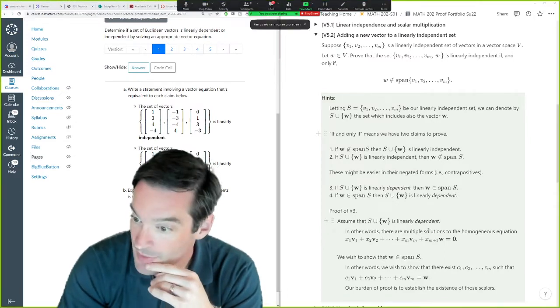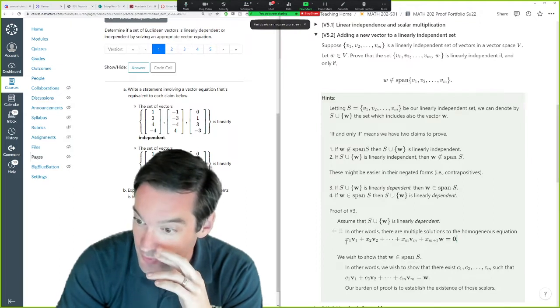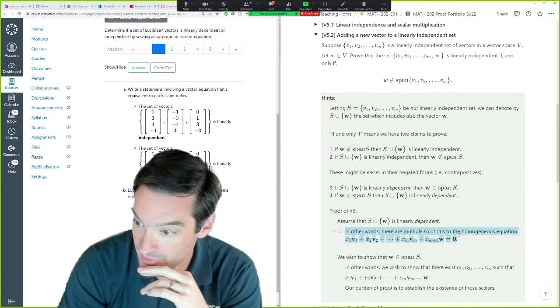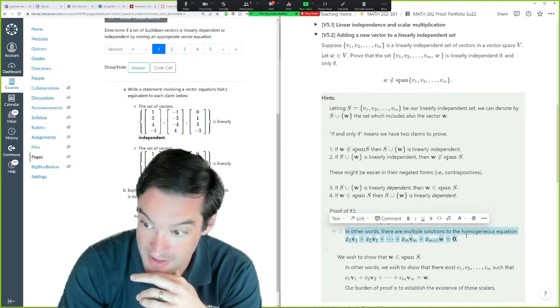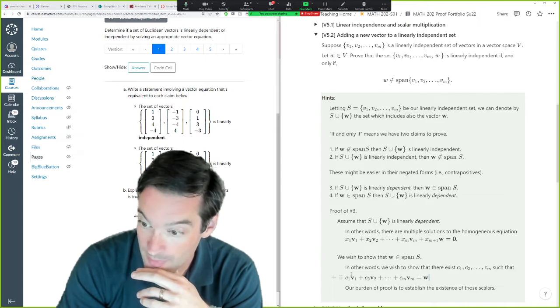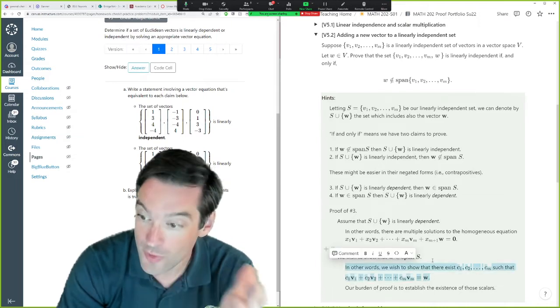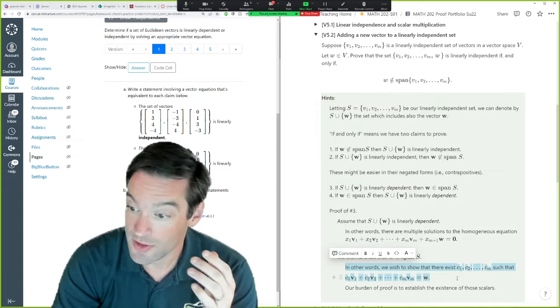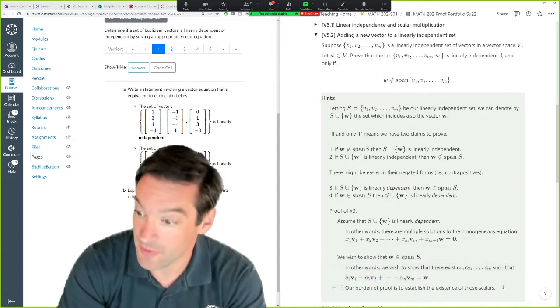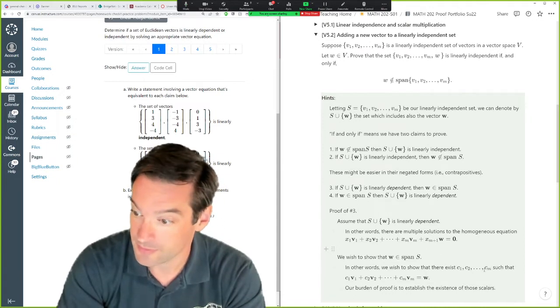There we go. So here's the thing that we've assumed, right? Because of our linear dependence, we have this equation. It has multiple solutions. It has a non-trivial solution. And then here's the thing that we're trying to establish. We want to show that there exist scalars such that this equation is satisfied. So what's the biggest difference between these two equations? Maybe there's kind of a place to start.